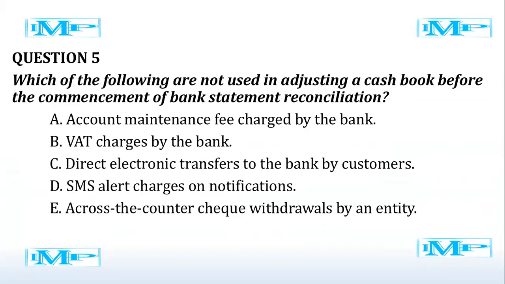Question number 5. The answer to question number 5 is E. Across the counter check withdrawals by an entity.